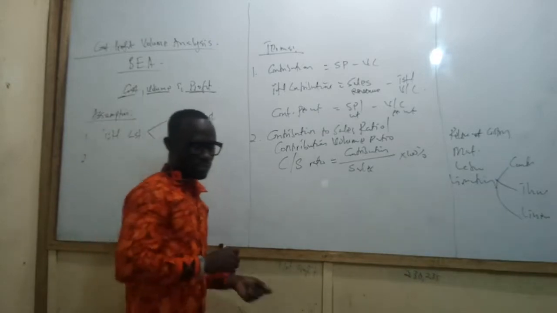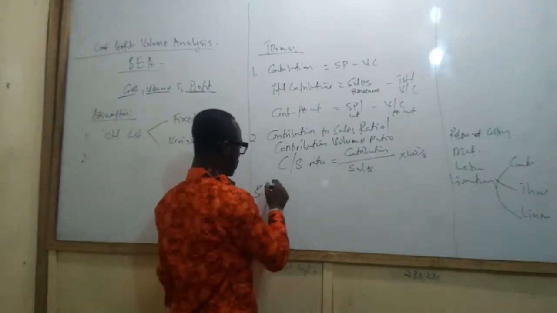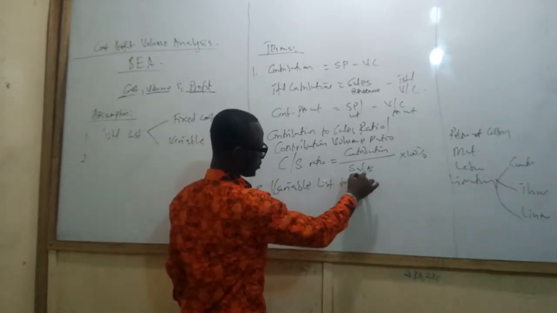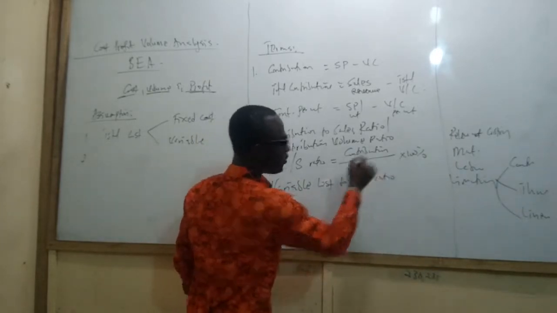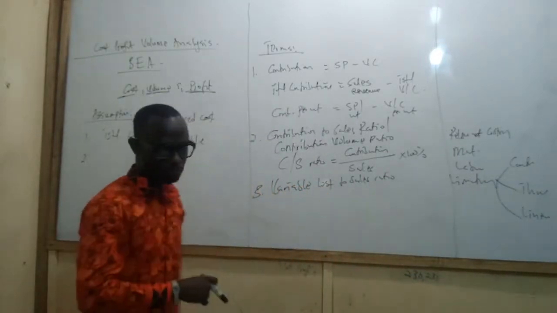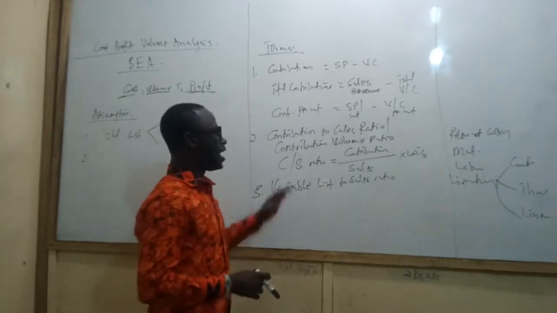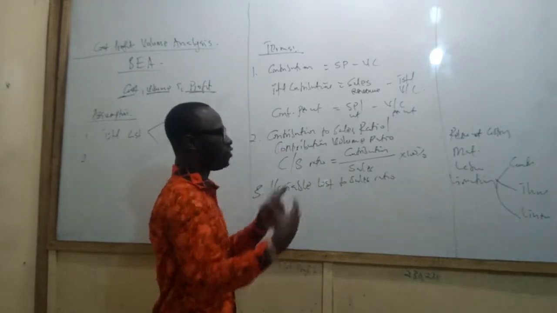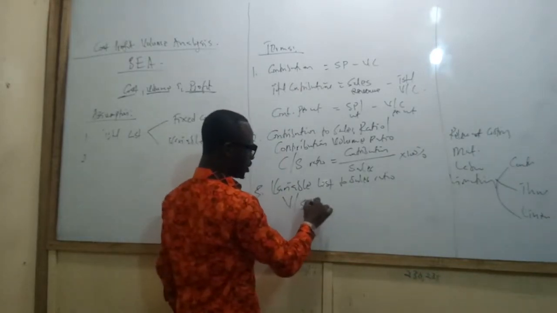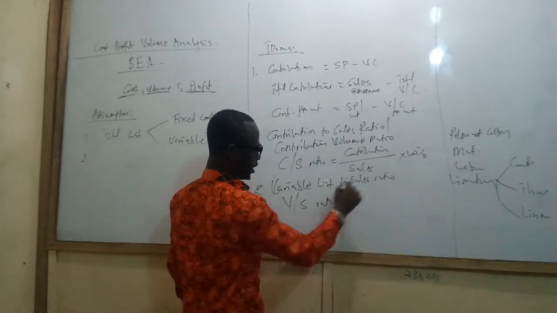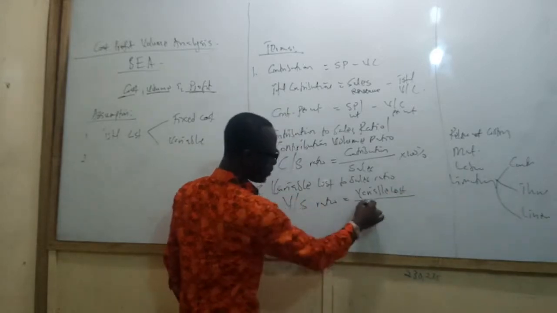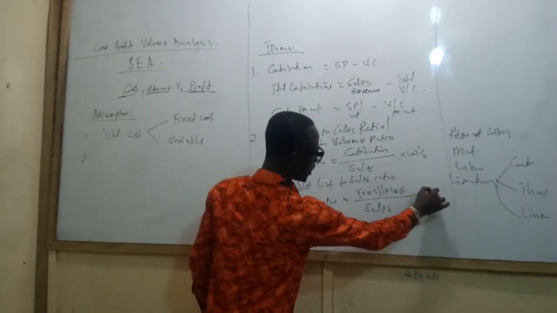Third, VC to sales ratio. So variable cost to sales ratio. Now this simply has to do with the portion of sales that covers the variable cost. So VC to sales ratio will be your variable cost divided by sales times 100.